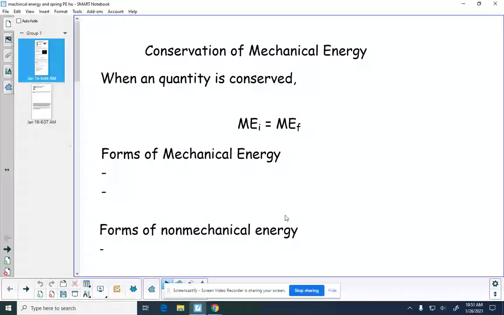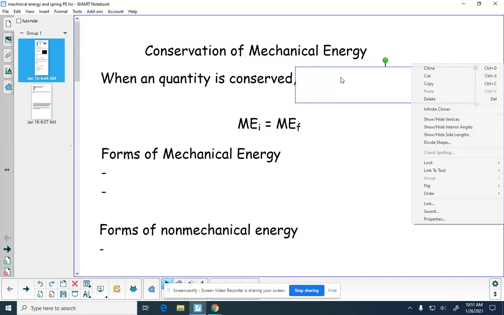Right, continuing on with energy, we're going to talk about mechanical energy today. We're talking about spring energy, potential spring energy. So we're going to finish up the idea of energy. Conservation of mechanical energy.